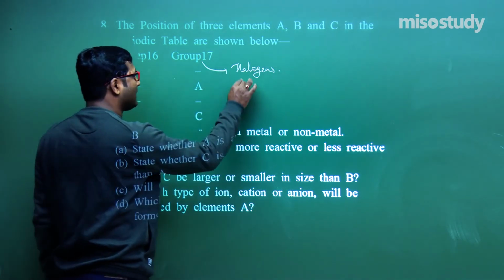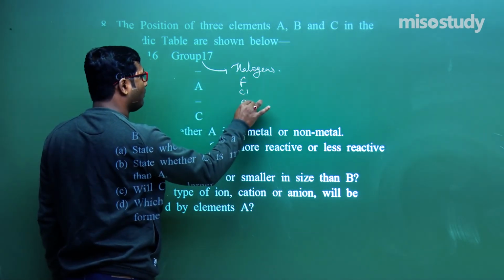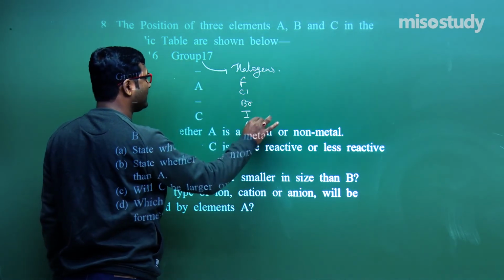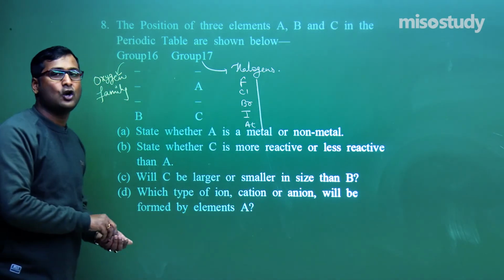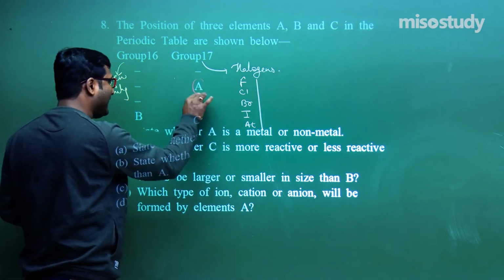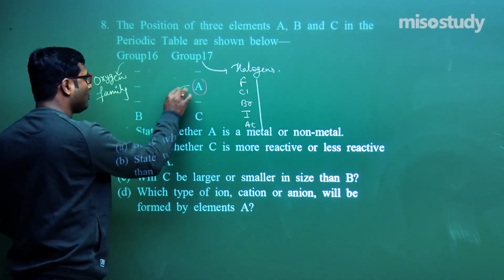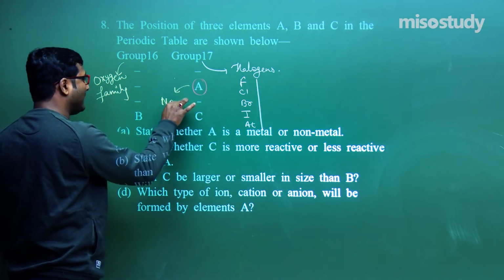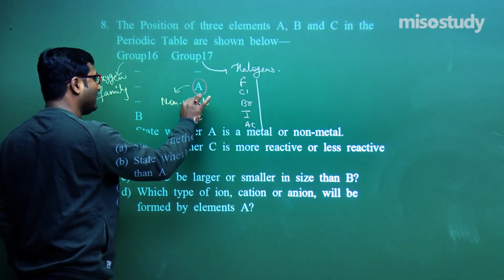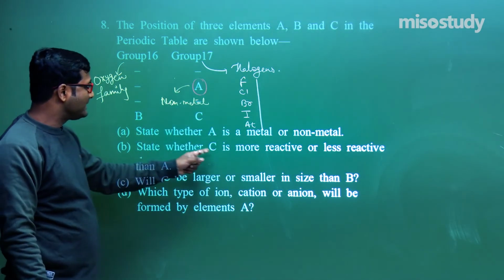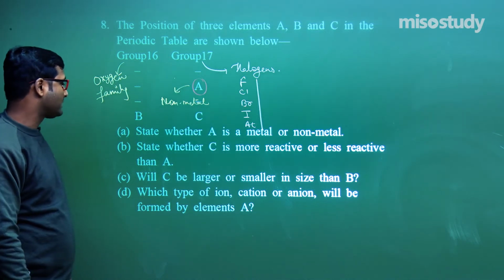We know halogens are fluorine, chlorine, bromine, iodine and astatine. These are all non-metals. So what is A? A is a non-metal. Am I right? Yes, sir. Clear? Now, state whether C is more reactive or less reactive than A.